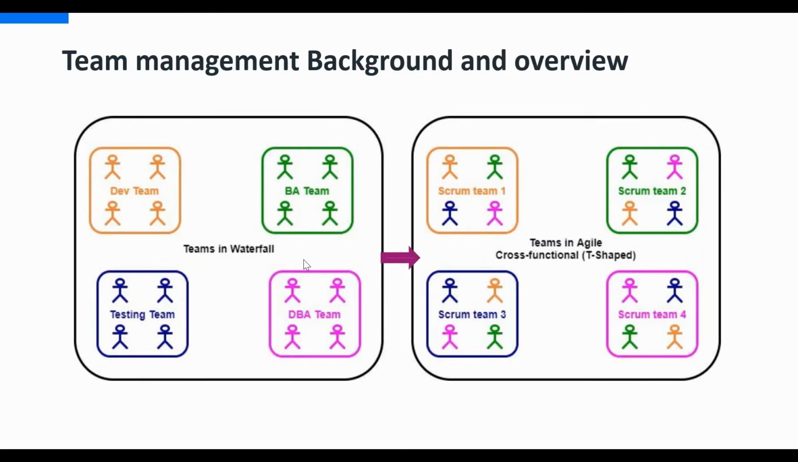work gets assigned to a cross-functional team, and there is a continuous delivery expected at the end of each sprint, which is usually 3 to 4 weeks. So you can see here Scrum team 1, 2, 3, 4, and each team consists of members from all these different teams.